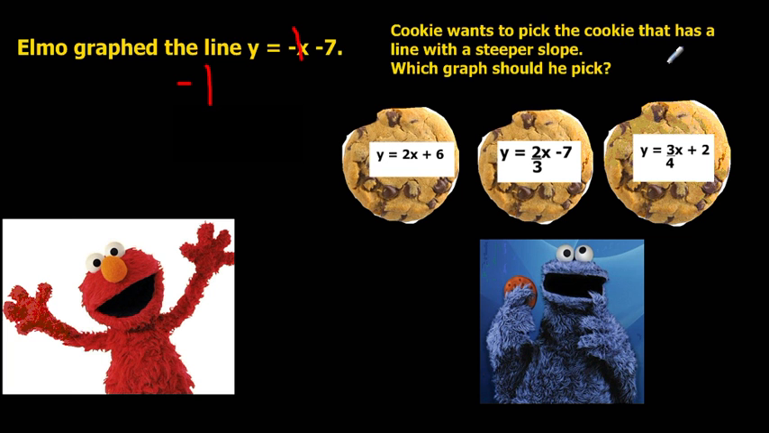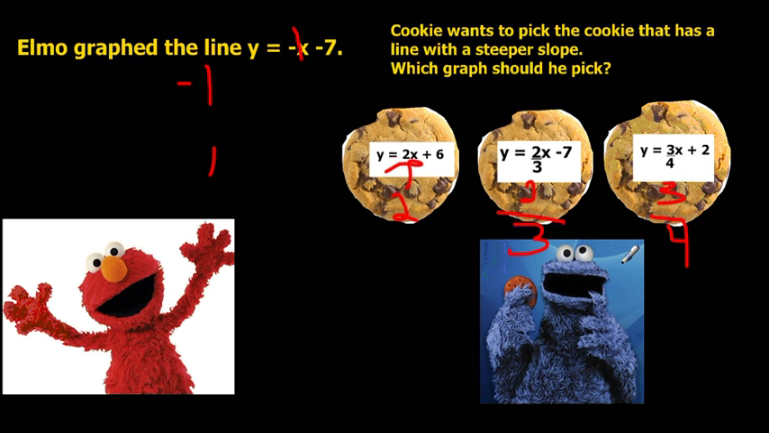Cookie's thinking very hard. If we take a look at the slope of each of these lines here, my slope would be 2. And here my slope is 2/3. And here my slope is 3/4. These all have positive slopes. So the slope is going to be an exact match to the absolute value, since absolute value is always positive. Over here, we know that Elmo's line has a slope of negative 1, and in absolute value, that would be a 1. So we're looking for which cookie has a number for the slope that's bigger than 1.